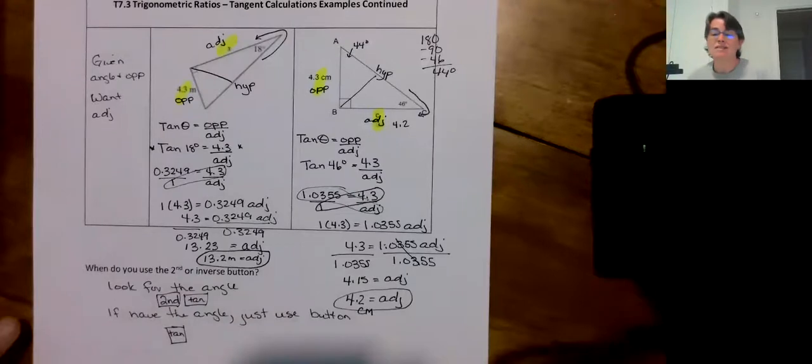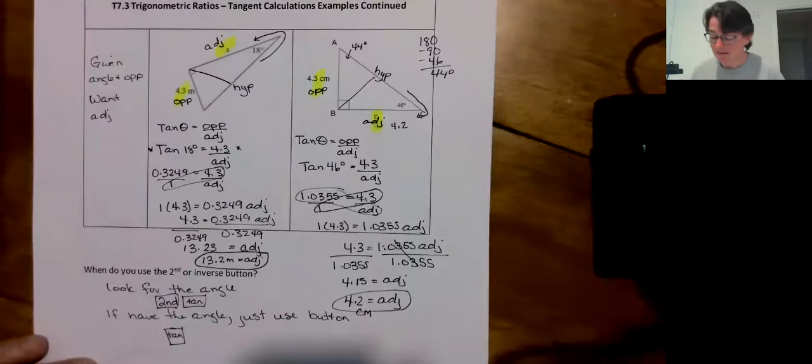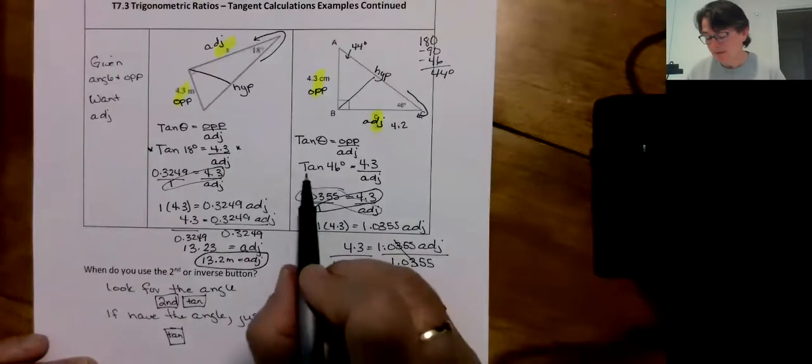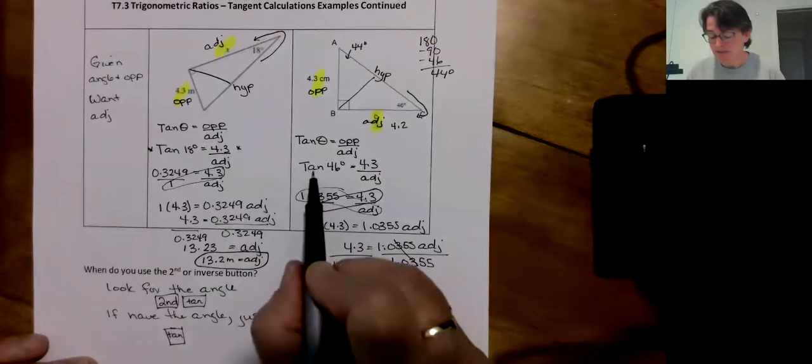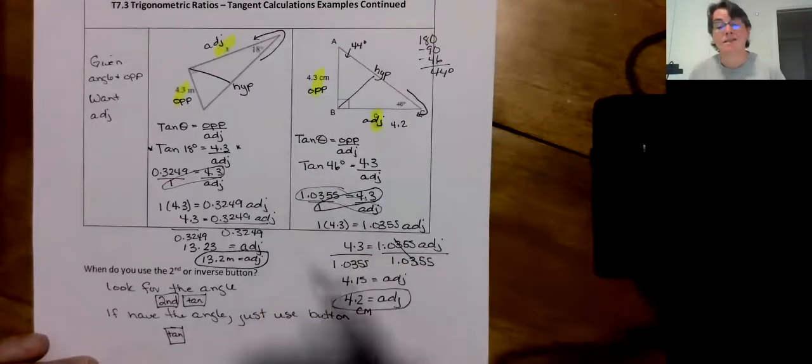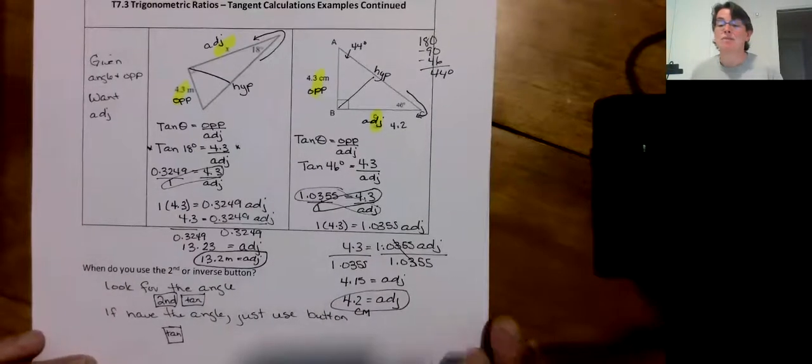Again, always look at your answers, see if they're reasonable. For example, tan 46 here. I don't know if that's reasonable, but if you do shift tan or second tan and try and do 46, it's going to give you a math error anyway. Okay, that's enough for extra little bits and bobs for you for today.